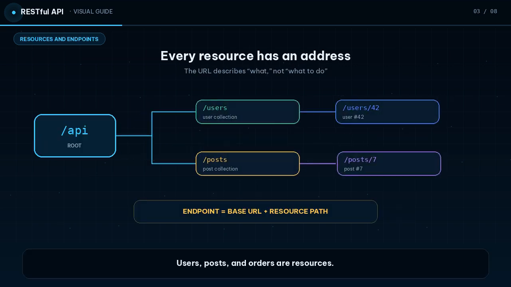REST treats the things in your system as resources: users, posts, orders, and more. Every resource gets an address called an endpoint. For example, /api/users represents the user collection. Add /42, and now you are pointing to one specific user, the user with ID 42.